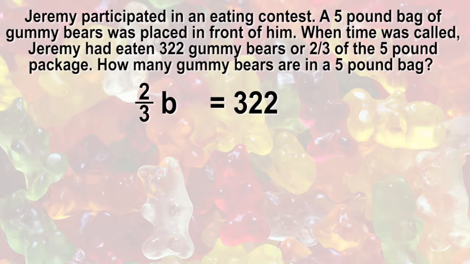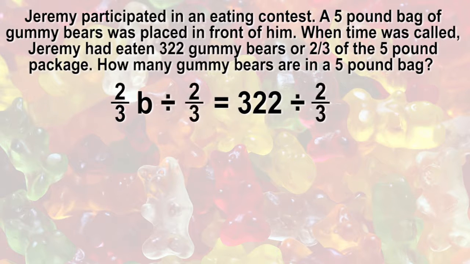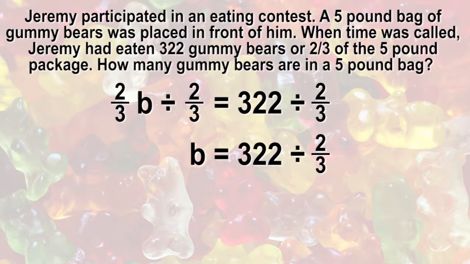We can solve this equation by dividing both sides of the equation by 2/3. Any number divided by itself is 1. Therefore, on the left side of the equation, 2/3 divided by 2/3 equals 1. On the right side of the equation, we will divide 322 by 2/3.